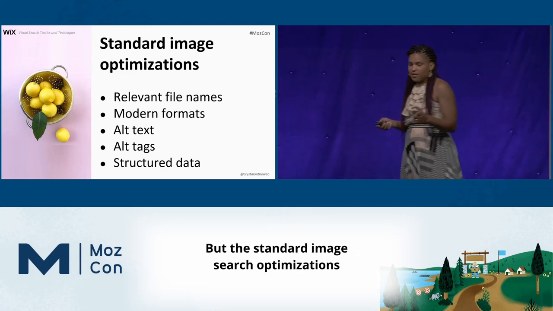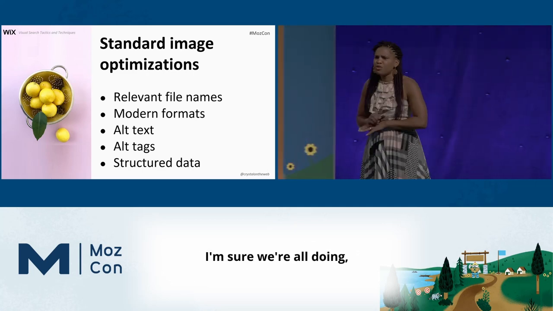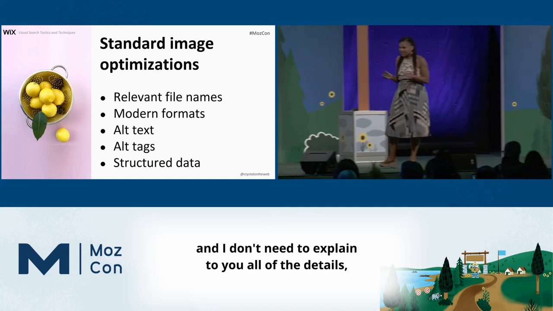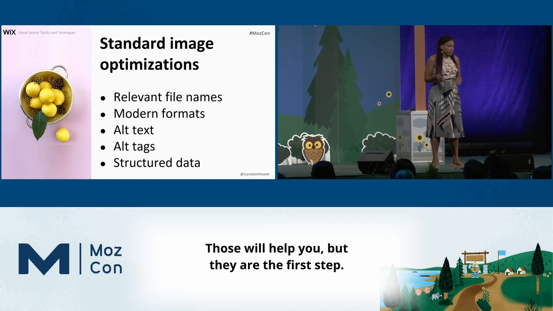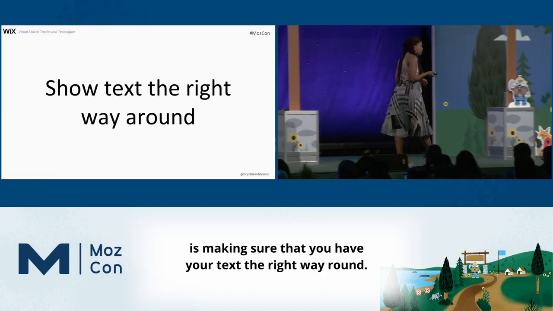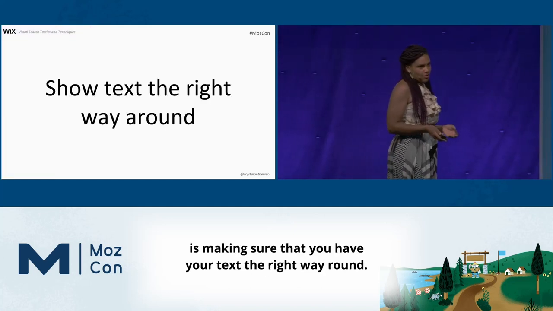But the standard image search optimizations, which I'm sure we're all doing, I'm sure you're all fantastic SEOs who are already doing this, and I don't need to explain all of the details. But you should do those. Those will help you, but they are the first step. They're not the last step. One of the other things you should consider is making sure that you have your text the right way around.